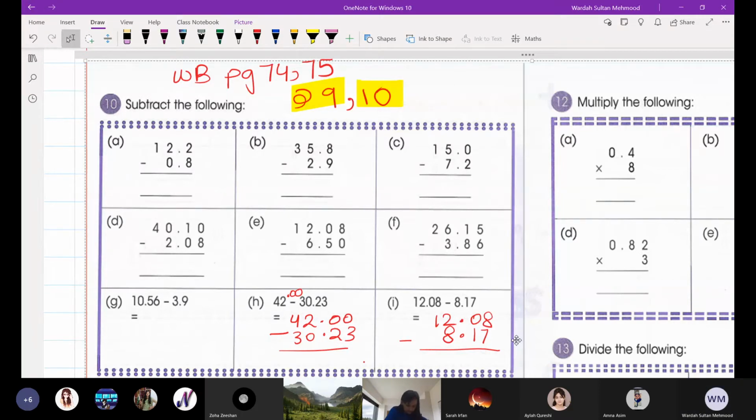Teacher, in question 10, part D, it's written 40.10 minus 2.08. So when we make 0 10 and we make 1 0, then do we need to borrow? No, because 0 minus 0 is 0. You can do this step like that. You don't have to borrow for this step now. Okay, thank you, teacher.